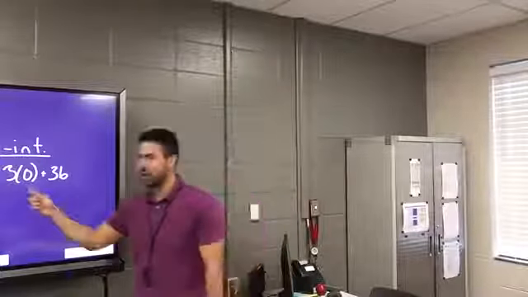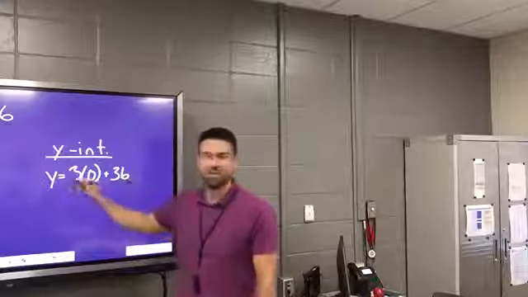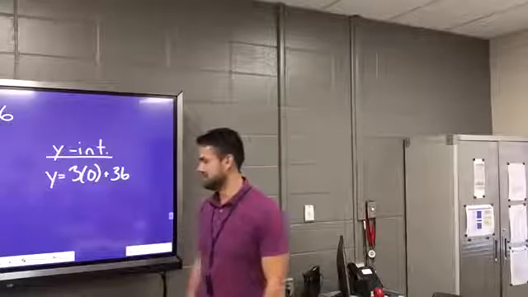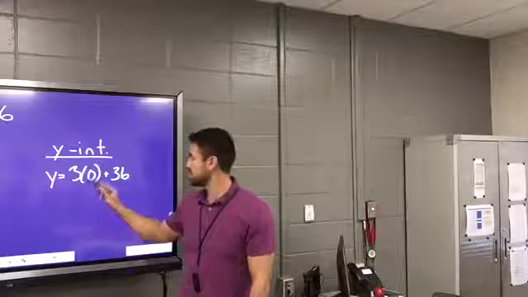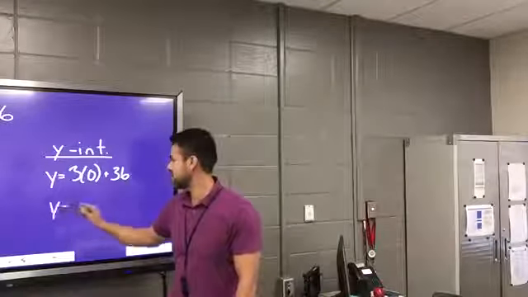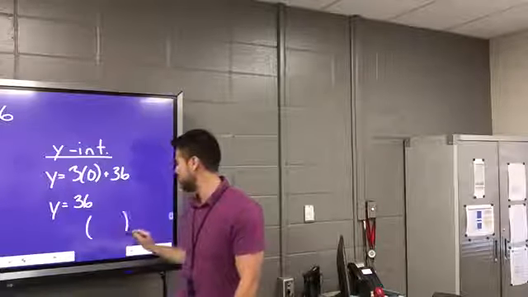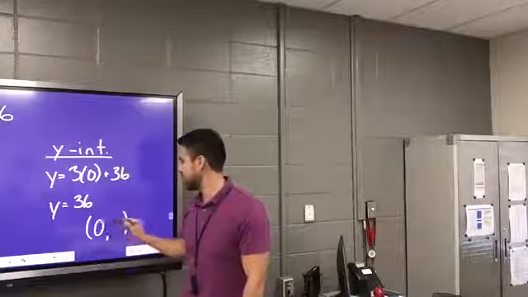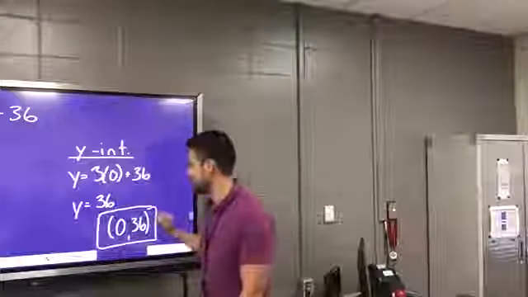Okay, I need help with the Y-intercept because I can't work this out on my own. I'm too nervous up here. Brad, what do I do? You do 3 times 0 equals 0. Mm-hmm. 0 equals 36. Nice. So what do I get? Someone give me the ordered pair. 0, 36. Okay. That's the Y-intercept.